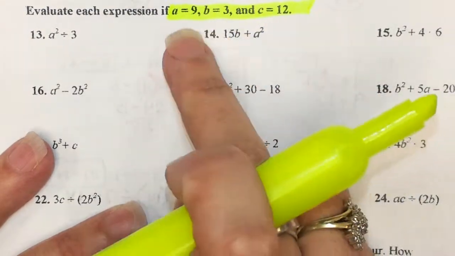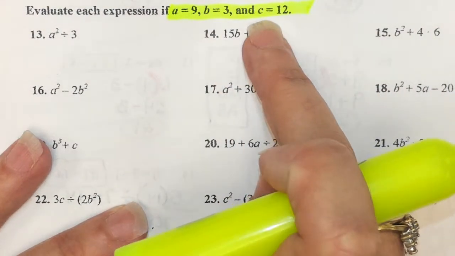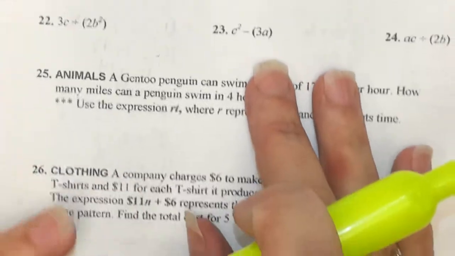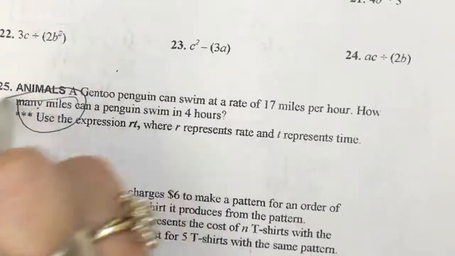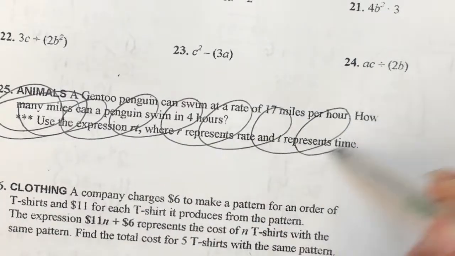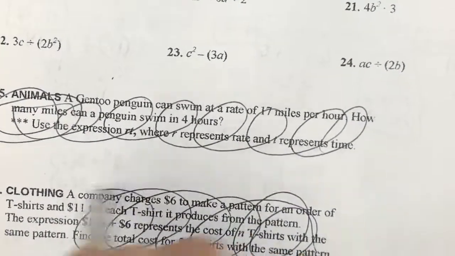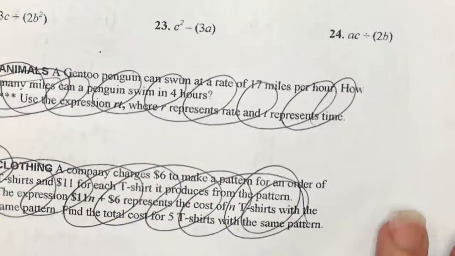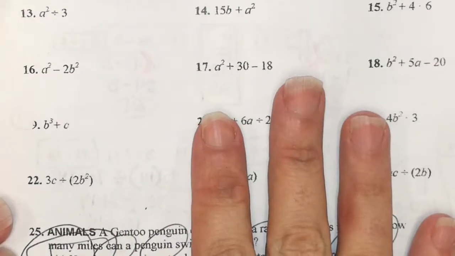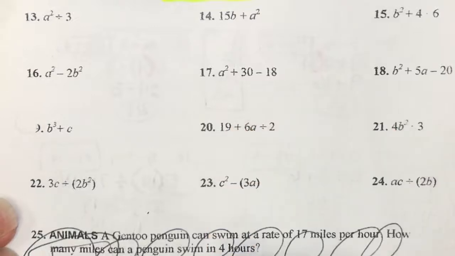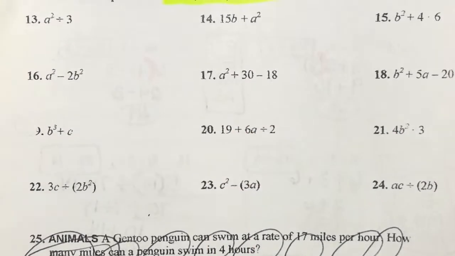Here's all the letters that you need. A, B, and C. Now, for today, mark out the 2 word problems. We are going to work on those tomorrow. But for right now, try these. If you don't try them, we don't know what you have issues with.